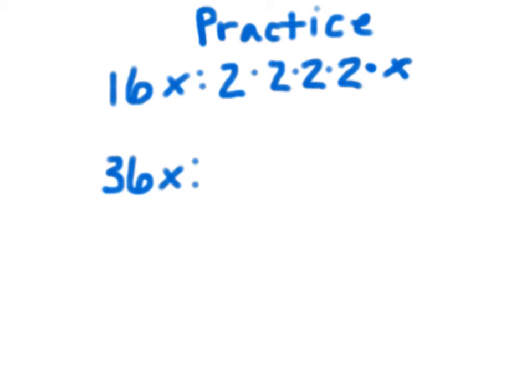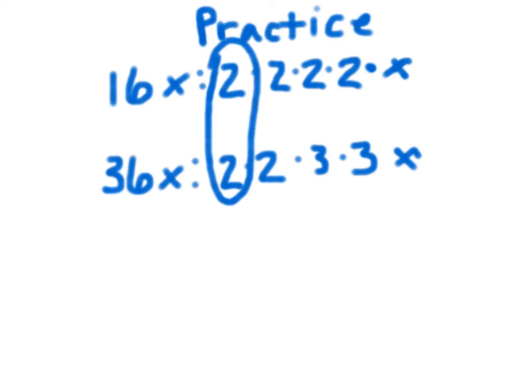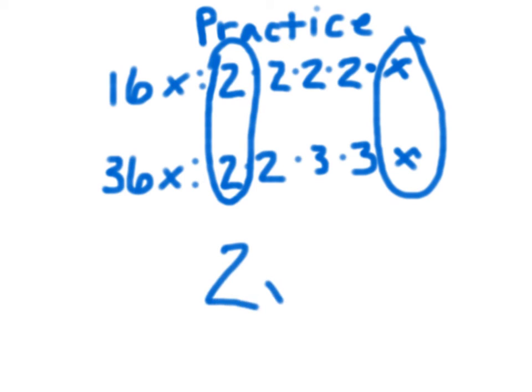Let's take a look at 36x. How about we try 4 times 9? Well, I can break 4 down into 2 times 2, and I can break 9 down into 3 times 3. And then I've got times x. Okay, well, if I see my greatest common factor, I've got 2 and x. My greatest common factor would be 2x.